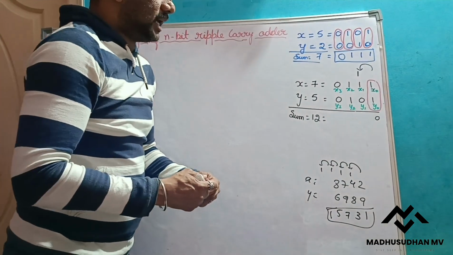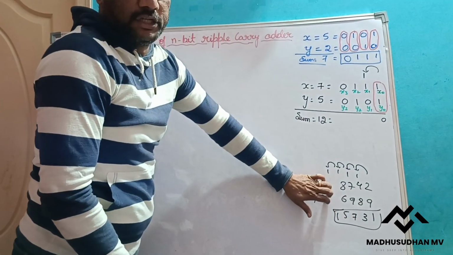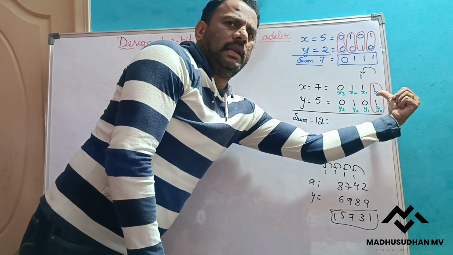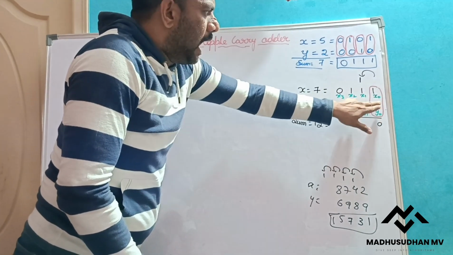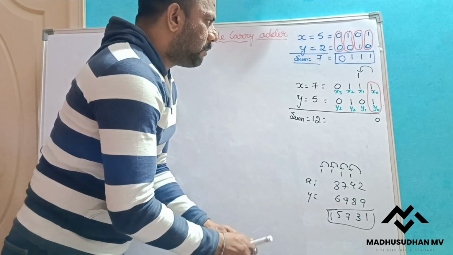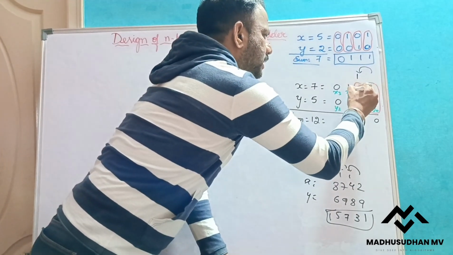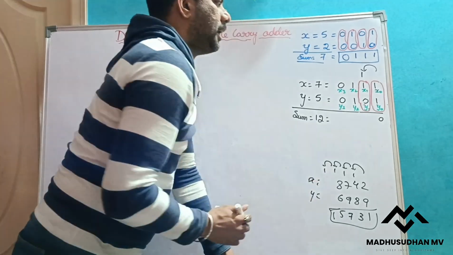Okay, similarly, in the same way, we always start from the LSB. We are adding again from the LSB, and when I add these two bits, the sum bit is 0 and it produces a carry to its next stage. Now I want to add these bits. These bits I need to add.